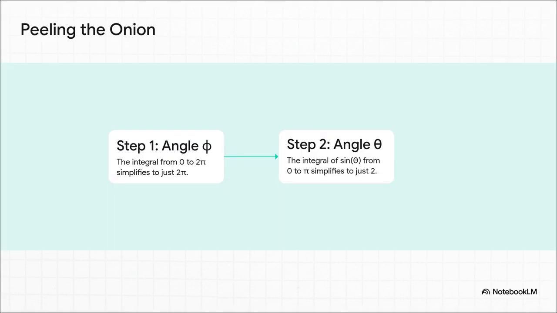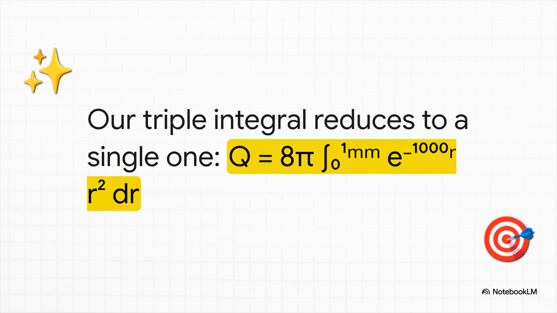And here's the beautiful part. Remember how our charge density function only cared about the radius r? That's a huge clue. It means the other parts, the angle integrals, are actually super simple. The integral for phi, going all the way around, that just becomes 2 pi. The integral for theta, from top to bottom, that just becomes 2. Easy. And just like that, we've tamed the beast.